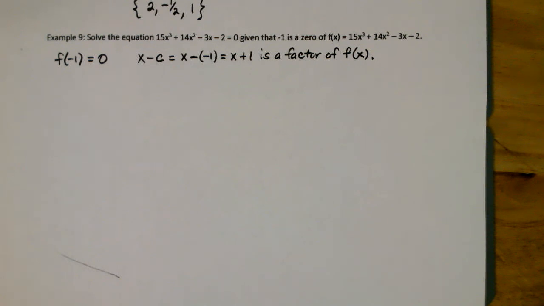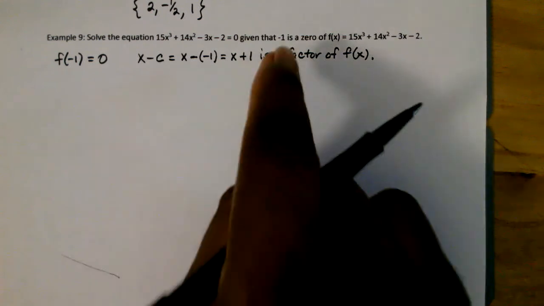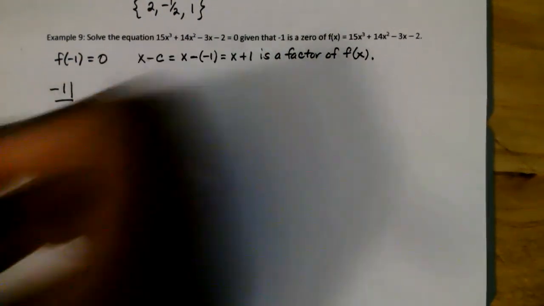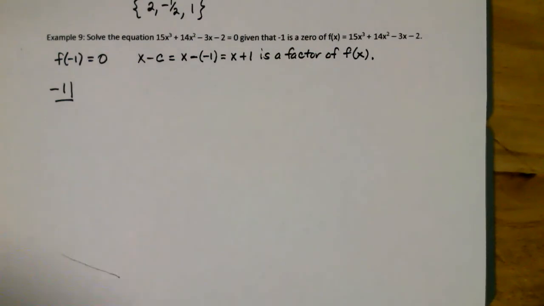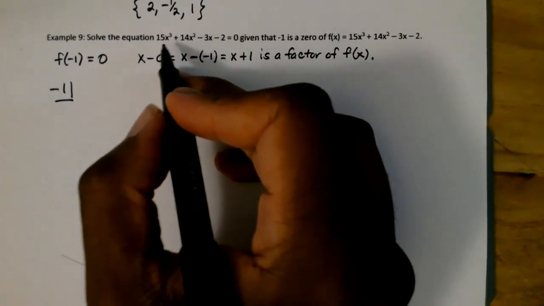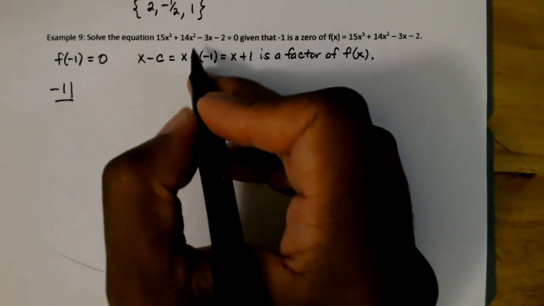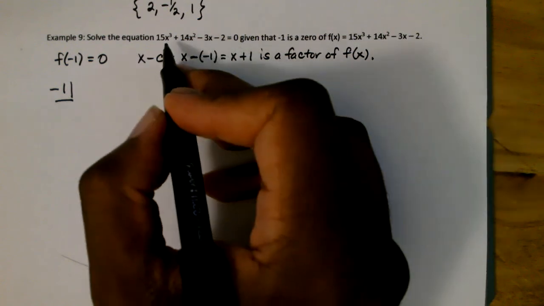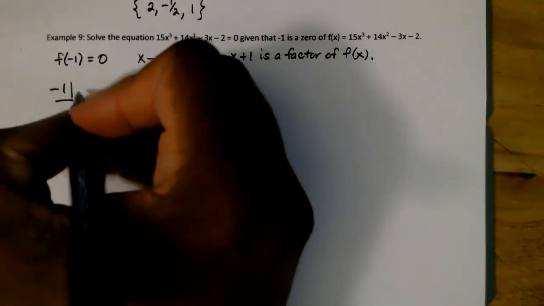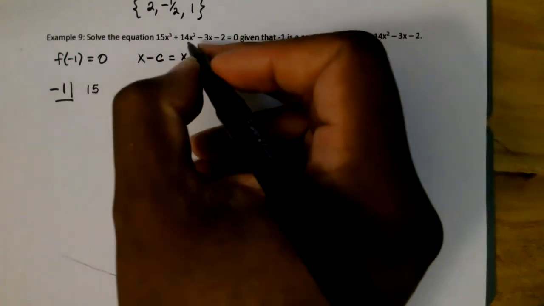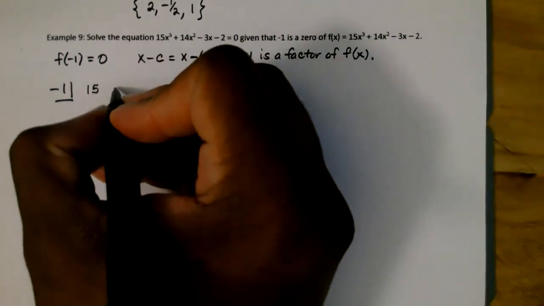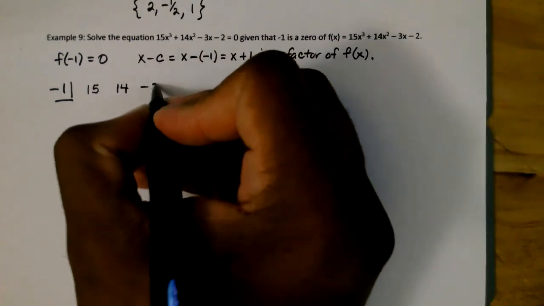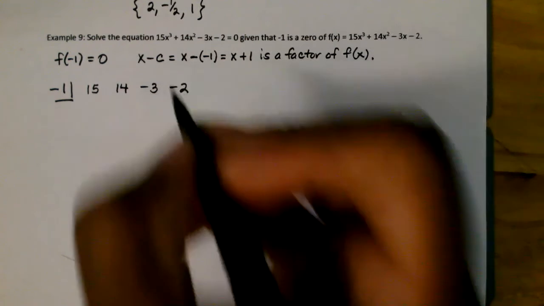So to find the other factor, we use synthetic division. In this case, that -1 is a 0 of this function. That means -1 will be my divisor. For the 15x cubed plus 14x squared minus 3x minus 2, there are no missing terms. The x cubed coefficient is 15, the x squared coefficient is 14, the x coefficient is -3, and my constant term is -2.